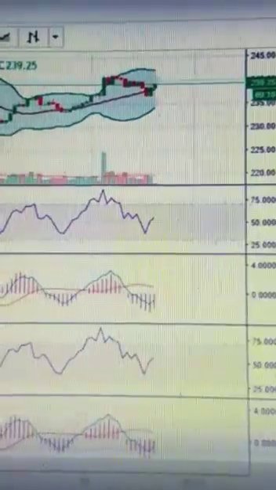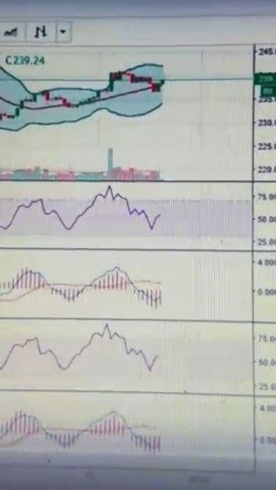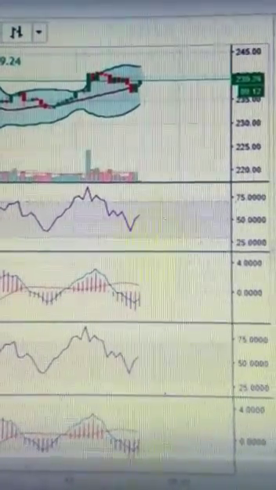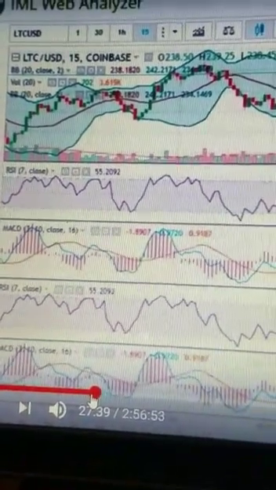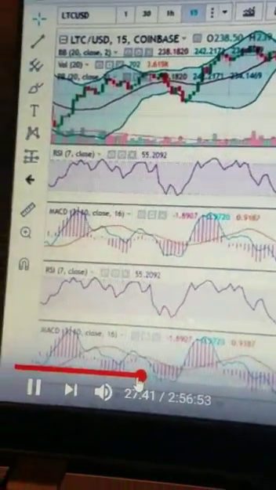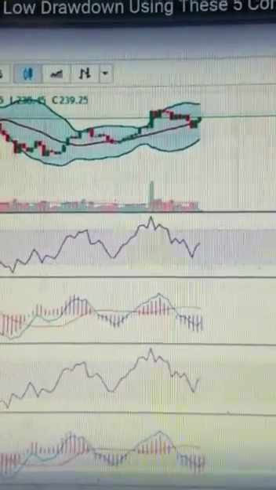You have the Bollinger Bands, that's one. You got the RSI, that's two. And you got the stochastic, that's three. Then you got the MACD, that's four. Then you got the candle forming in your phone, that's five.